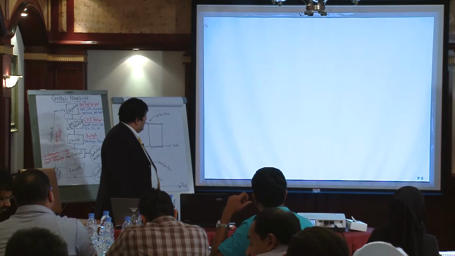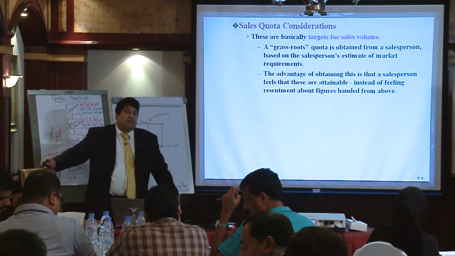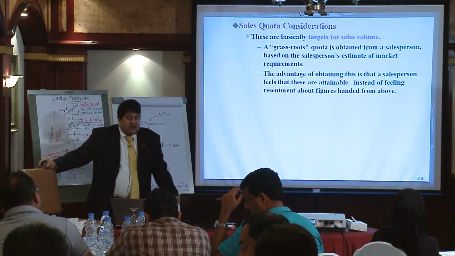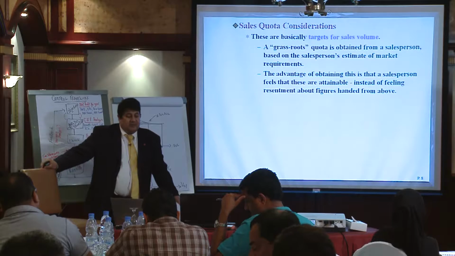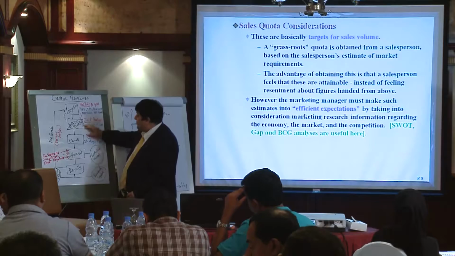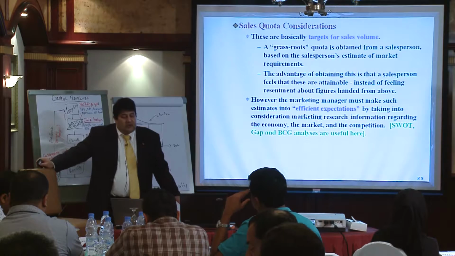In terms of sales quota, basically this is how we come up with a sales quota. Now this is a Western approach. A grassroots quota is obtained from a salesperson based on the salesperson's estimate of market requirements. The advantage of obtaining this is that the salesperson feels that these are attainable instead of feeling resentment about figures handed down from above. Then what does the marketing manager do? The marketing manager takes that number and analyzes it in terms of the SWOT and GAP and VCG analysis that they do to make it into efficient expectations.